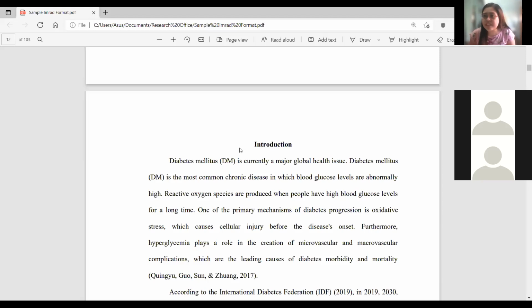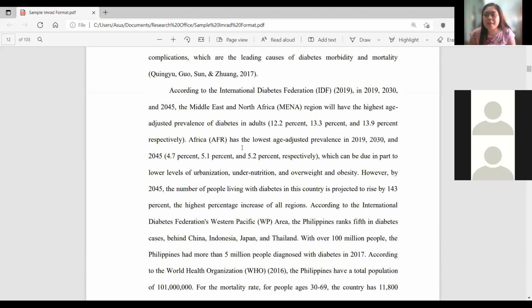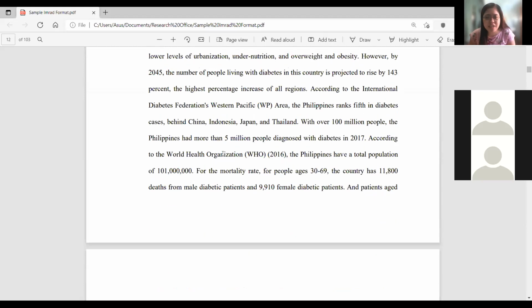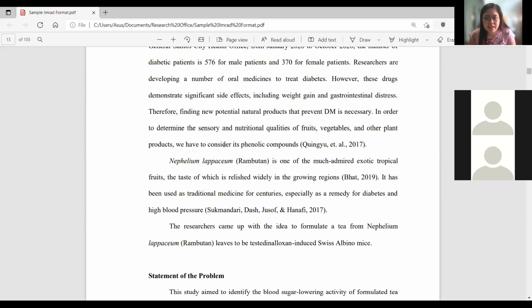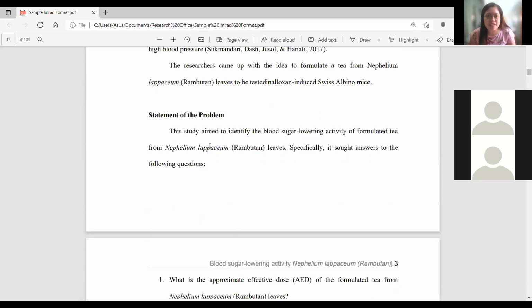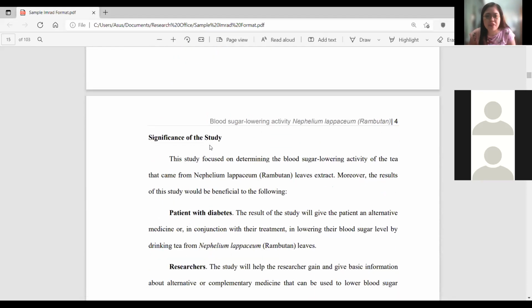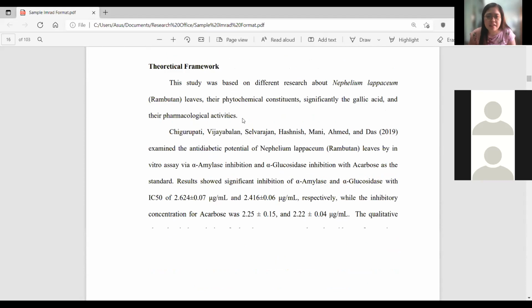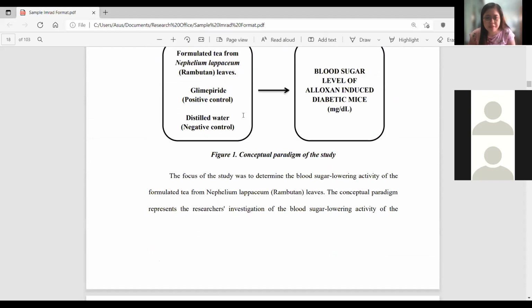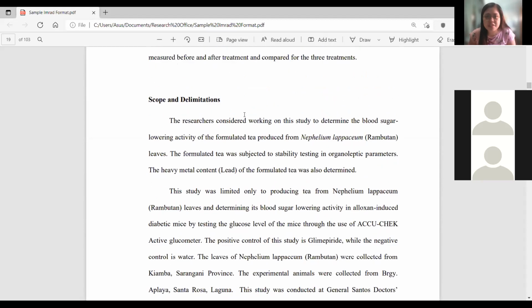Now, of course, the most important thing for the proposal defense is that you have your introduction. Again, please wait for my comments, since you haven't had it checked by Ma'am Dali. You really need to have your paper checked by your advisor, and then revise your paper according to her recommendations. And of course, the statement of the problem, and all the things you need to include for the introduction, like the hypothesis, significance of the study, theoretical framework, conceptual framework, and then the scope and limitations. I think that's the last one I required from you.